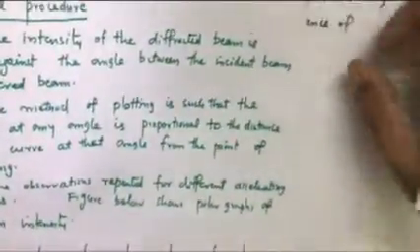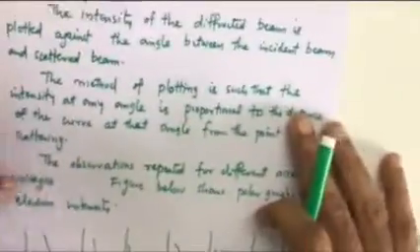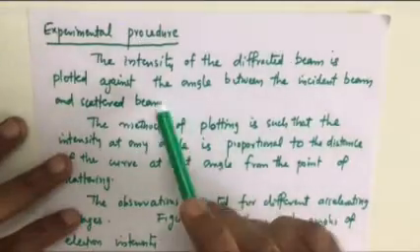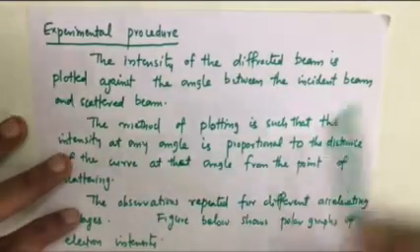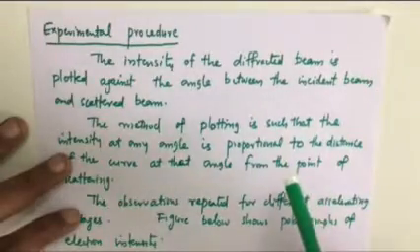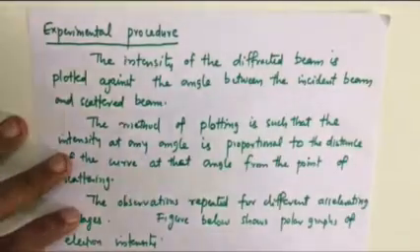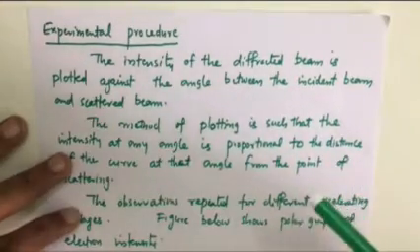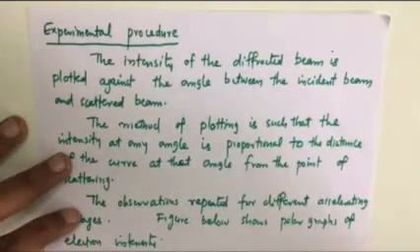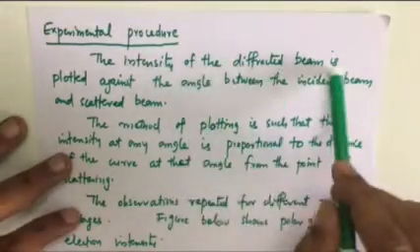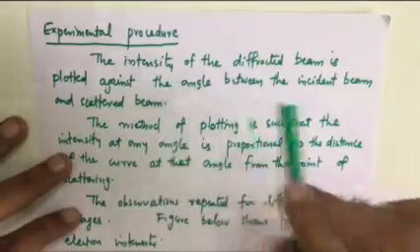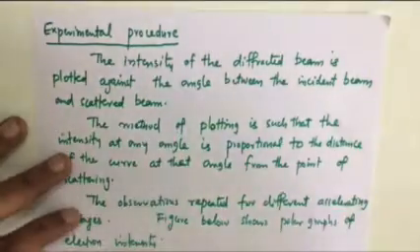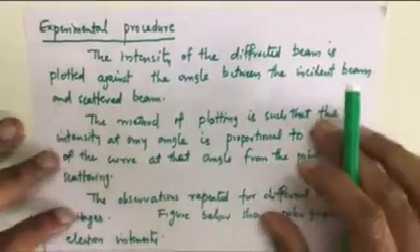So let's see the experimental procedure and the results that we get. What we are doing here is we take a particular voltage V, a low voltage V, and then detect the scattered beam at different angles, varying the angle of the detector from 0 to 90 degree. The intensity of the diffracted beam is plotted against the angle between the incident beam and the scattered beam, that is phi.